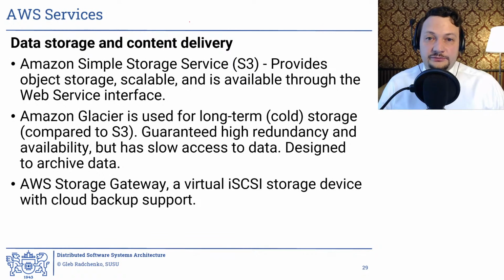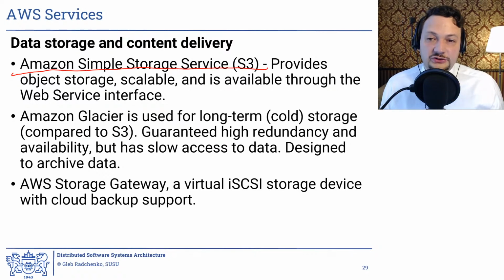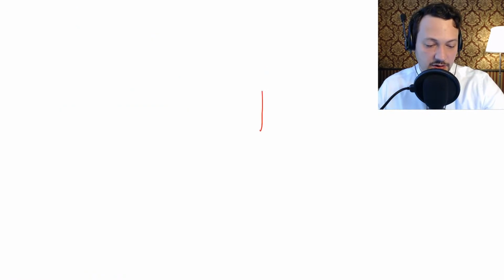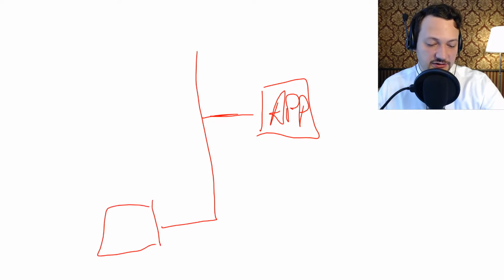Data storage. Amazon provides a lot of solutions to store your data. Simple Storage Service, Amazon S3, is object storage that is also scalable and available through the web service interface. When Amazon Web Services were developed, what the developers had in mind is that the application should not store its state locally.